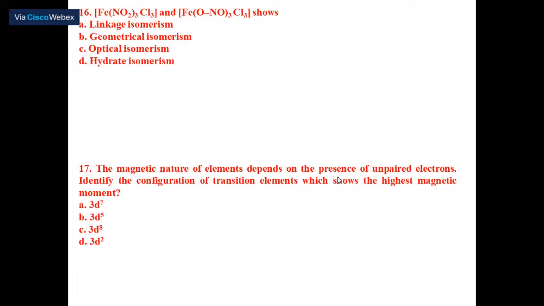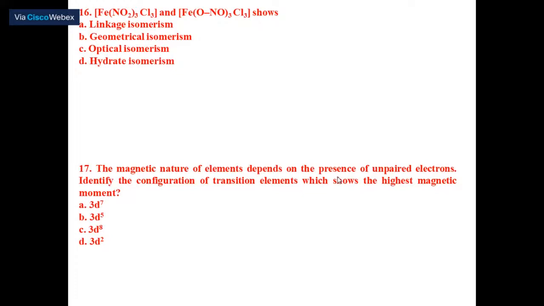Optical isomerism means, is that containing any cis and is it going to exhibit any cis and trans compound? No, that is also not possible. Geometrical isomerism, no, it is not exhibiting any geometrical isomerism. Mainly it exhibits linkage isomerism, because you can see there.